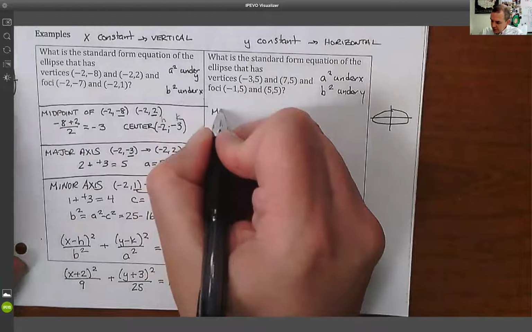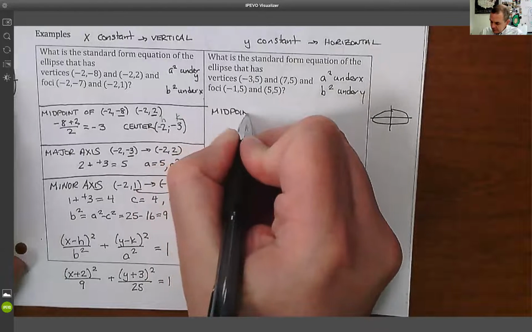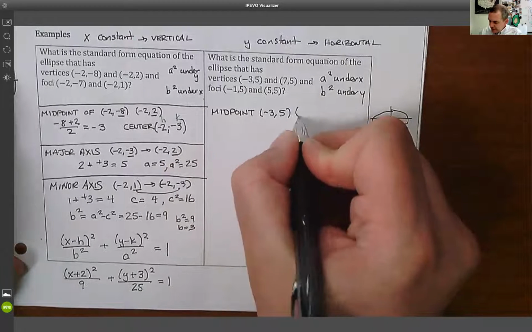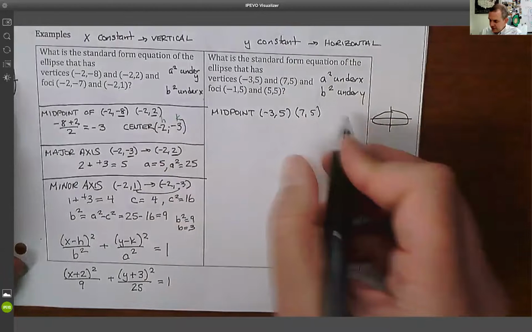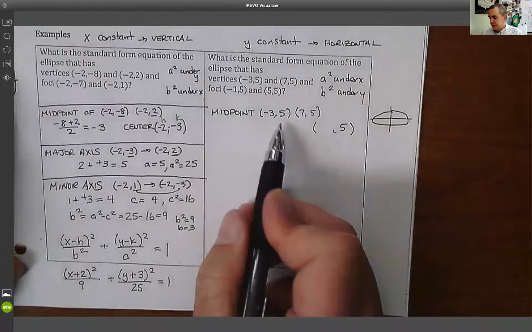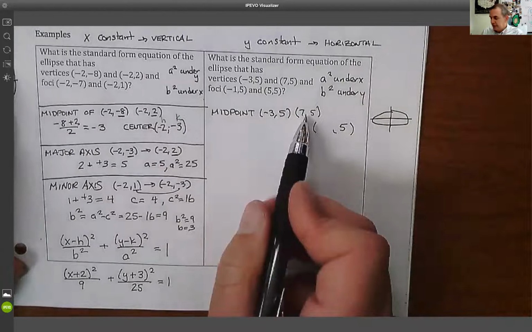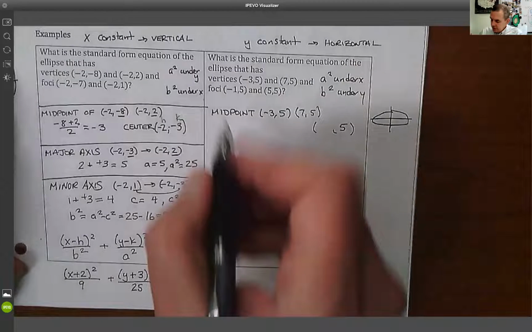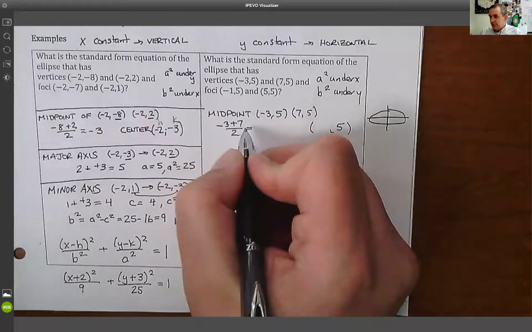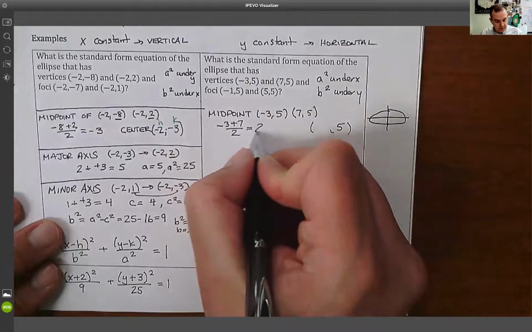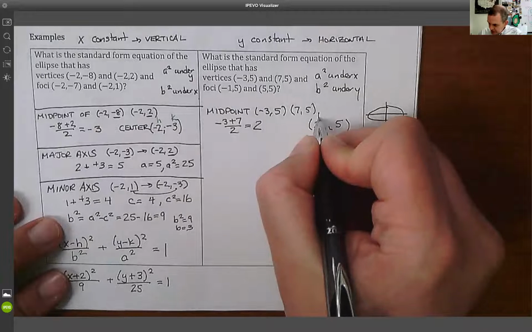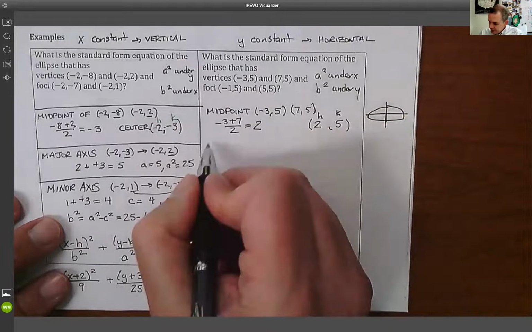I want to find the midpoint of the two vertices, (-3, 5) and (7, 5). I can tell you right away that the y is going to stay the same as 5, because if you do 5 plus 5 is 10, divide by 2, you still get 5. What I'm going to do is -3 plus 7, divide by 2. -3 plus 7 gives me 4. 4 divided by 2 gives me 2. That tells me that the center of this is (2, 5). So my h is 2 and my k is 5.